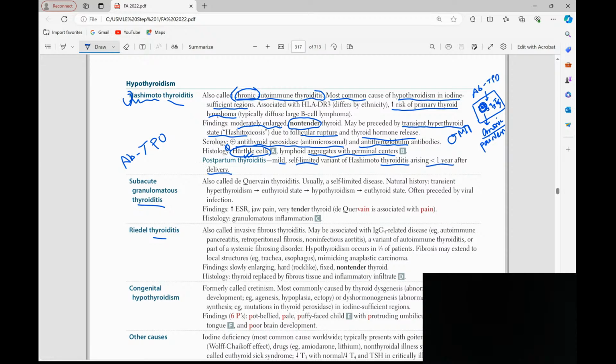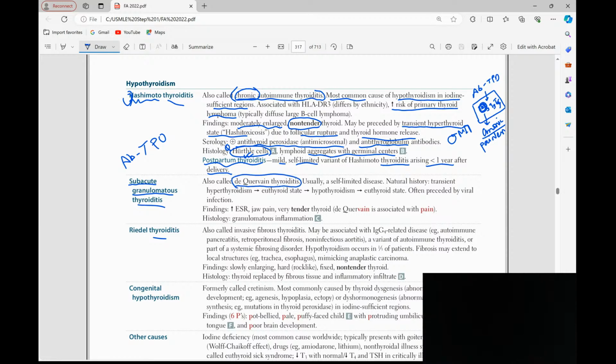And also there will be a mild self-limited thyroiditis 1 year after delivery. Meaning, after delivery, a female may develop thyroiditis that is known as postpartum thyroiditis. And also subacute granulomatous thyroiditis. This also has everything in its name, okay, and is also known as De Quervain thyroiditis.